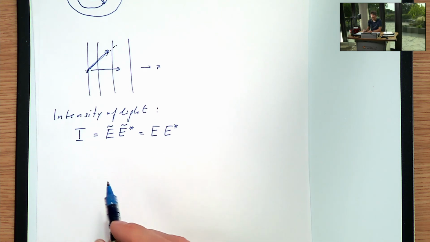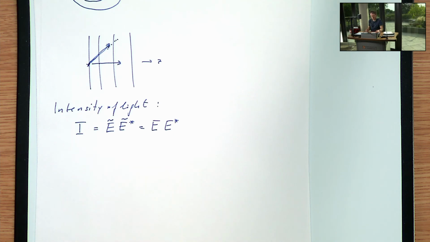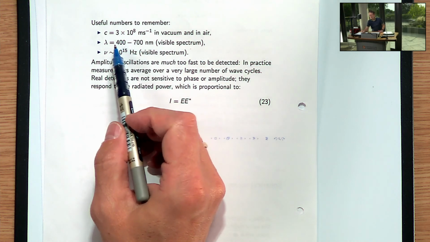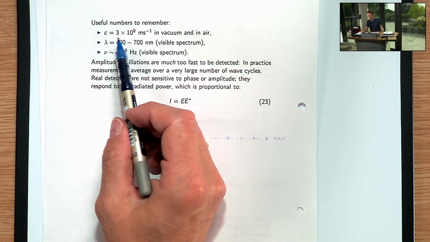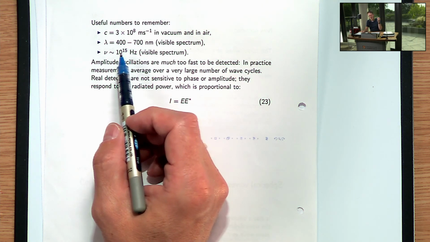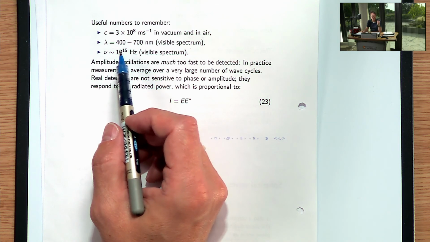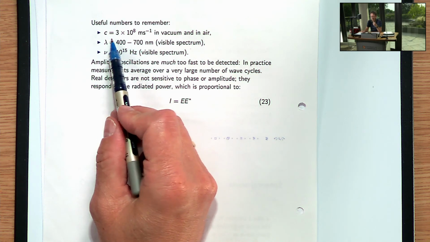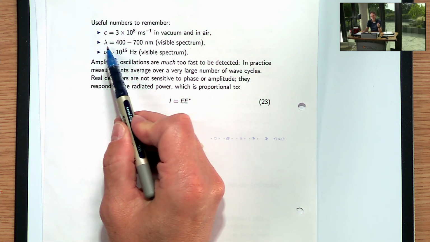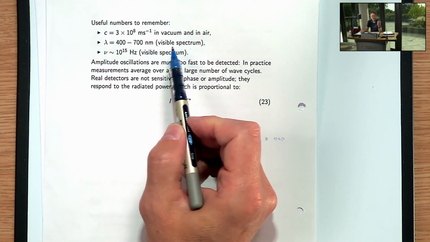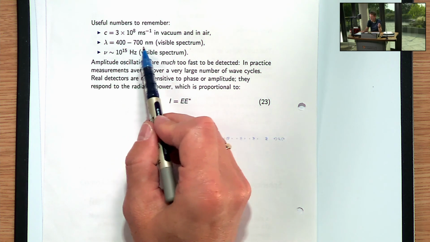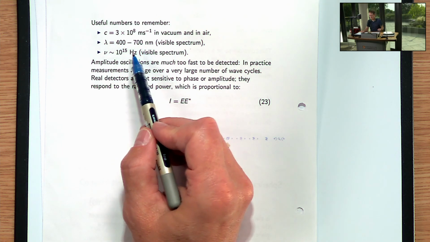So finally, some useful numbers. These are numbers you should really remember because you need them all the time, on back of the envelope calculations and in exam questions. It's useful to have them so you can check whether the answers you get are sensible. The speed of light is 3 × 10⁸ meters per second. The visible wavelength range, the colors that you see by eye, is between 400 nanometers, the blue spectral region, to 700, the red spectral region.